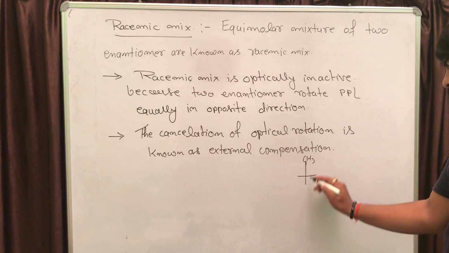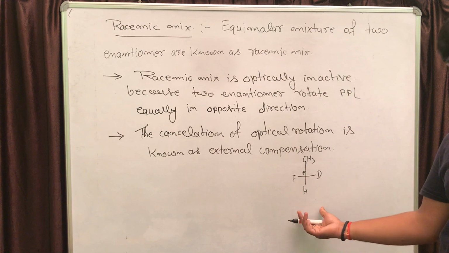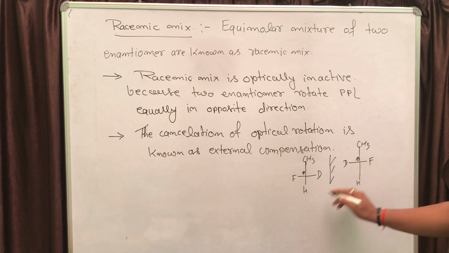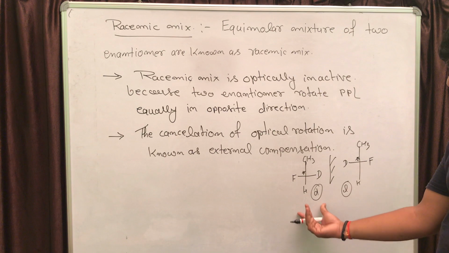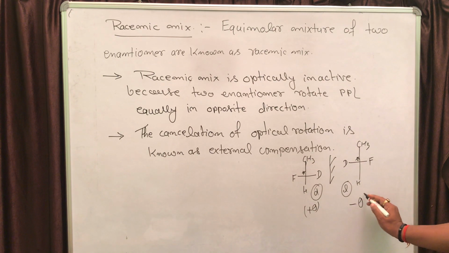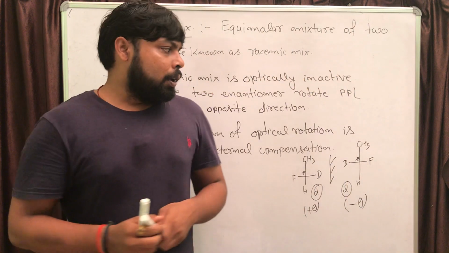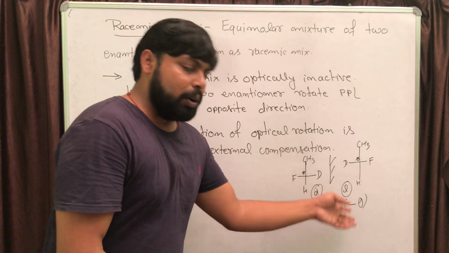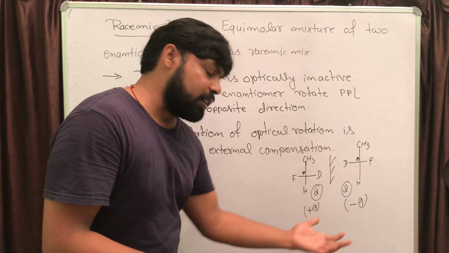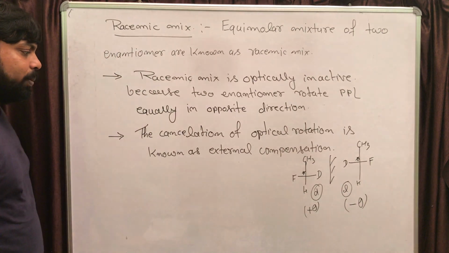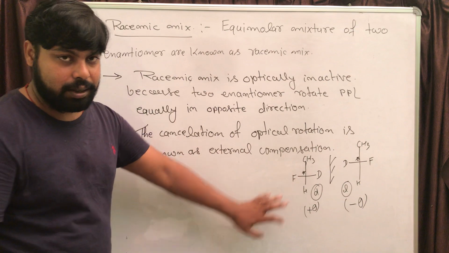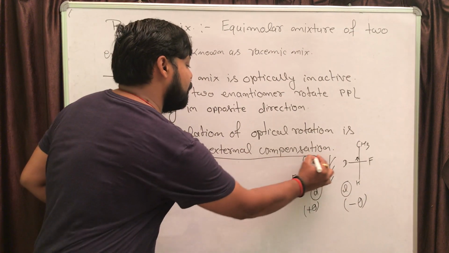If I have CH3, H, deuterium, F, there is one chiral carbon and the compound is optically active. Take the mirror image: CH3, H, deuterium and fluorine. We know that if one is dextro-rotatory, the second is going to be levo-rotatory. If it rotates the PPL by theta degrees clockwise, then the second one rotates the PPL by minus theta in an anti-clockwise direction. If you mix these two compounds, the mixture is known as a racemic mixture, so the net optical rotation will become 0. This is known as external compensation because the rotation of one compound is cancelled by another compound.